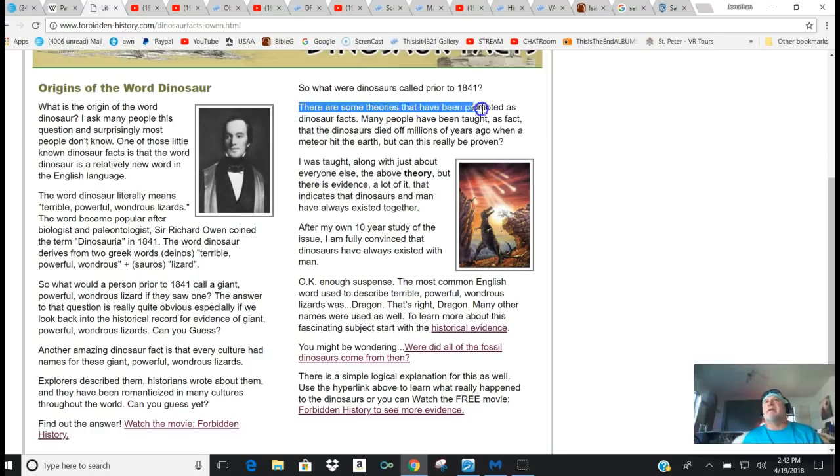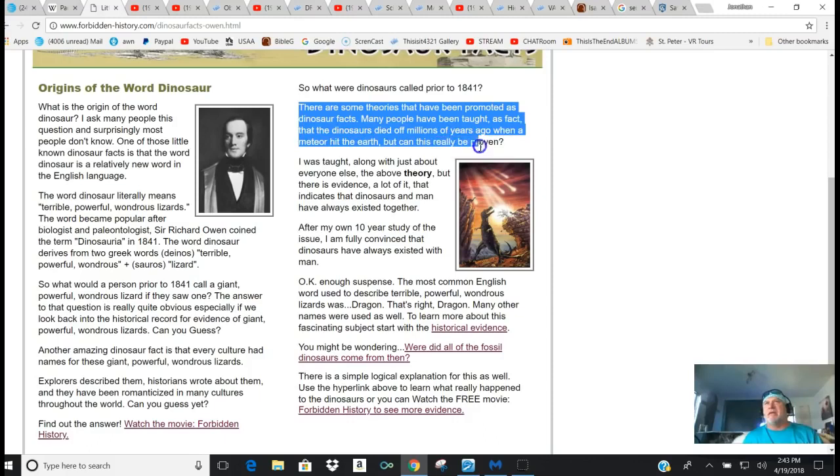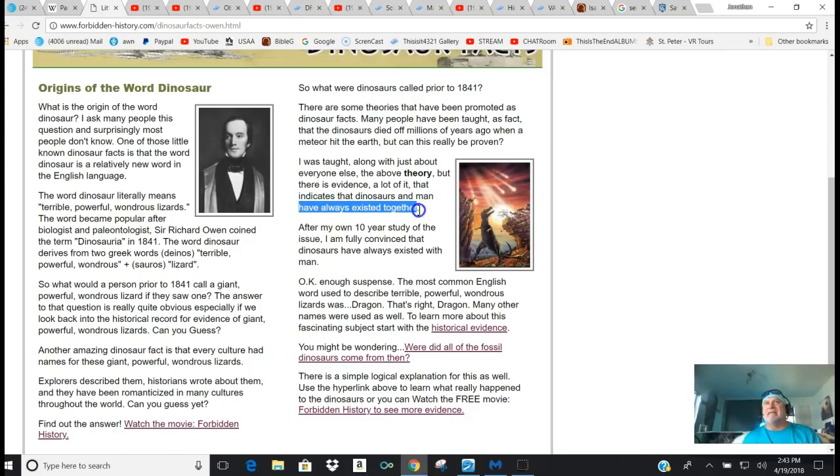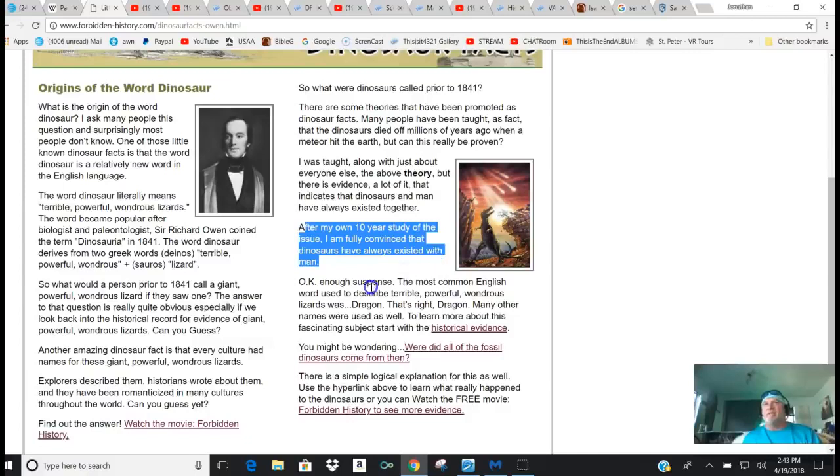There are some theories that have been promoted as dinosaur facts. Many people have been taught, like Jonathan, as a fact that dinosaurs died off millions of years ago when a meteor hit the Earth, but can this really be proven? I was taught along with just about everybody else about the theory, but there is evidence, a lot of it, that indicates dinosaurs and man have always existed together. After my 10 years of study on the issue, I'm fully convinced that dinosaurs have always existed with man.